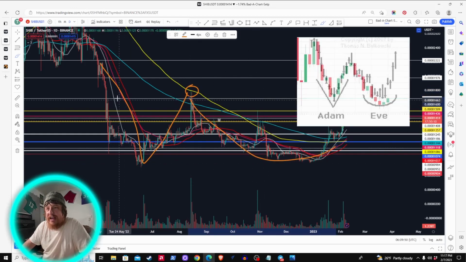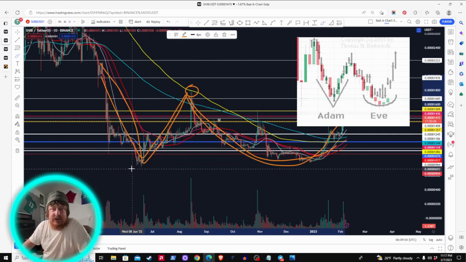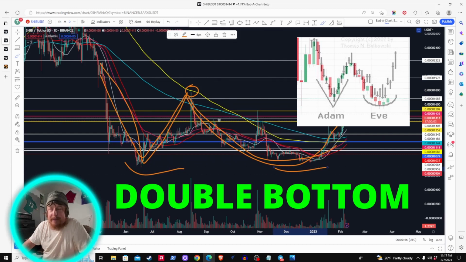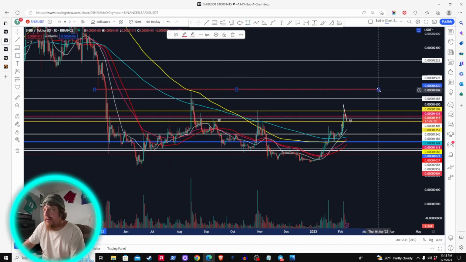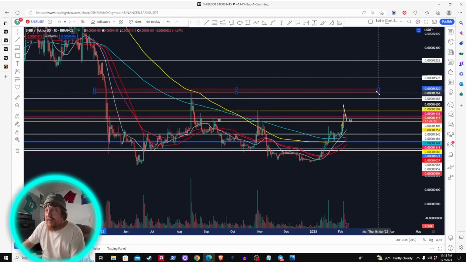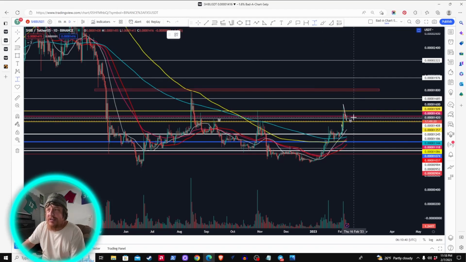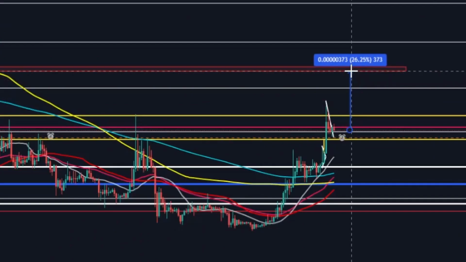This is what's known as an Adam and Eve, or ultimately the easier keyword for this is a double bottom. At this point, we could quickly draw a line of what would be the neckline for the double bottom. That'd be this zone up here at around 18 cents, even though I know it's a bunch of zeros ahead of it. This would be the level that in the short to midterm you would expect price action to potentially visit at the very least, right? So you have potential for 25% just up to that neckline.